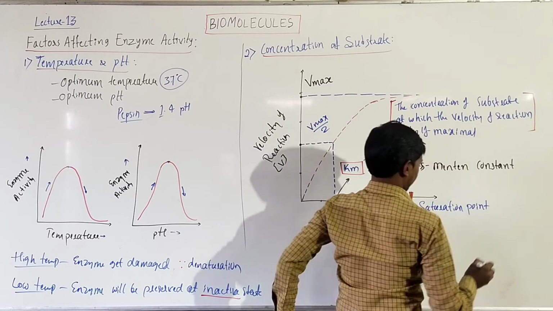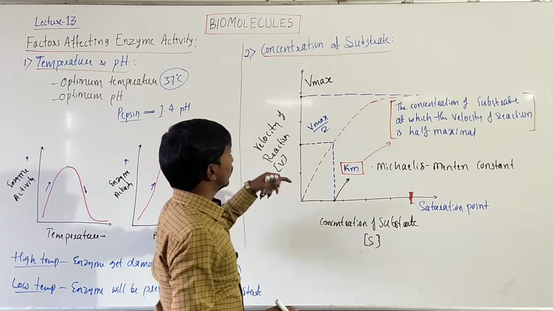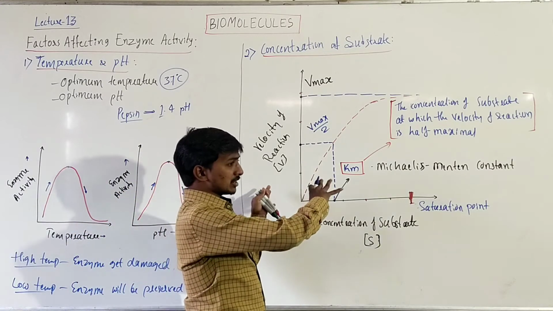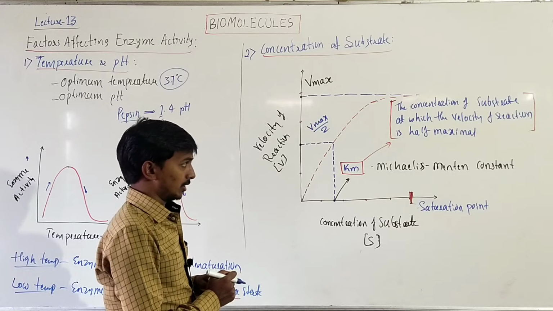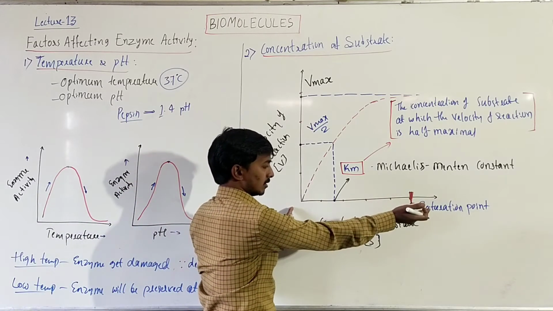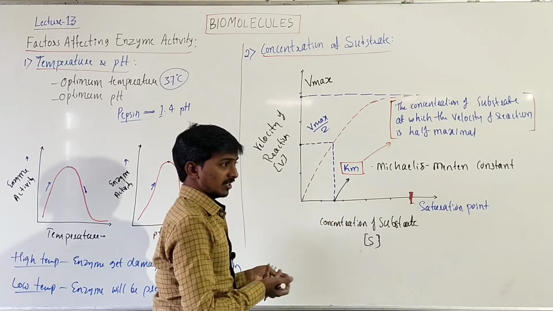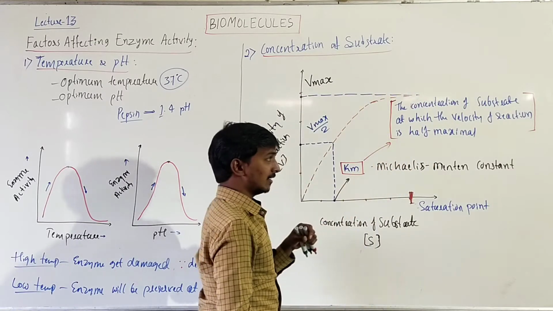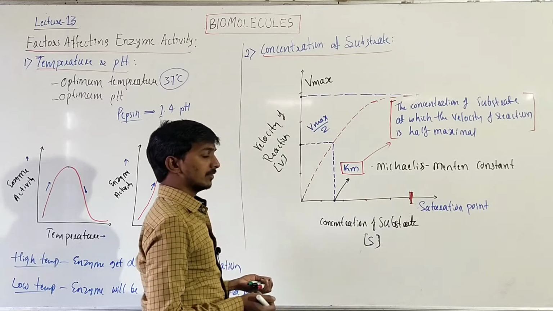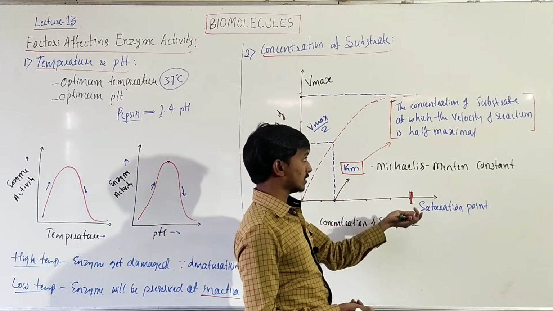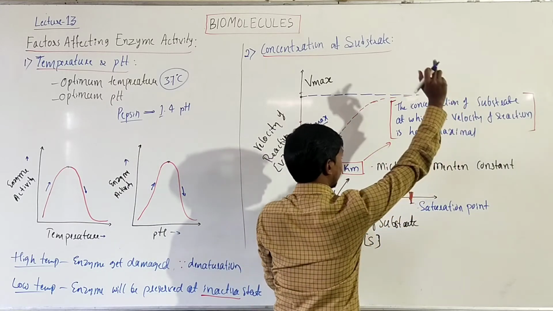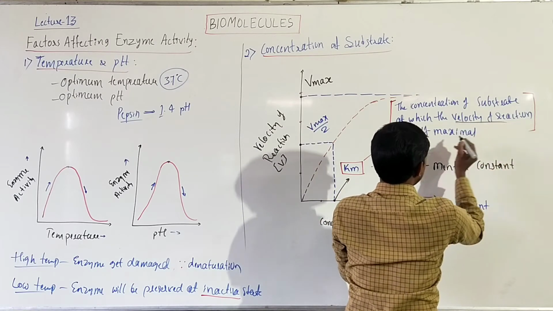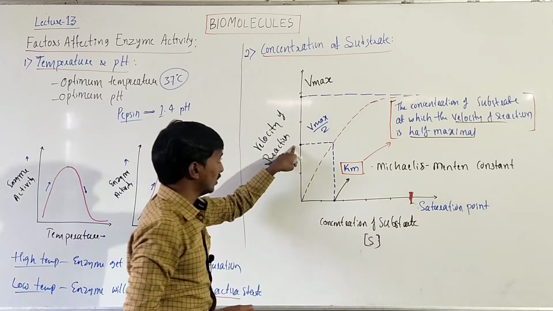Saturation point, right? So this is how the concentration of the substrate affects the rate of a reaction. We can just say as concentration of the substrate increases, velocity increases. When it reaches saturation, the graph becomes horizontal. But when we analyze with the help of a graph, we can get the Km, the Michaelis-Menten constant, that is the concentration of the substrate at which the velocity of the reaction is half maximal, half of the maximum.